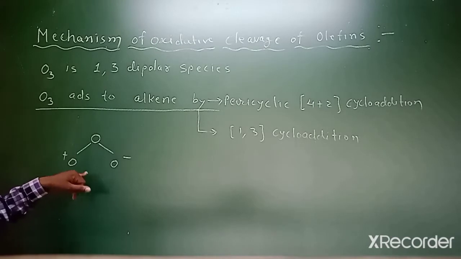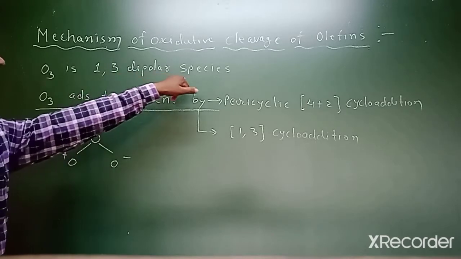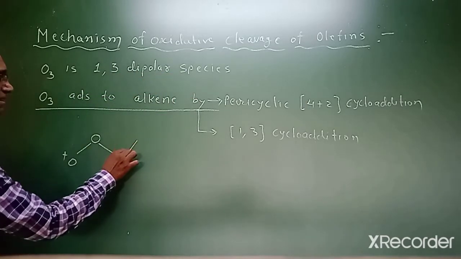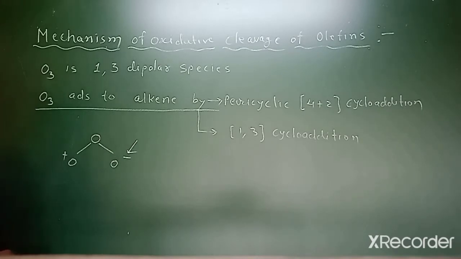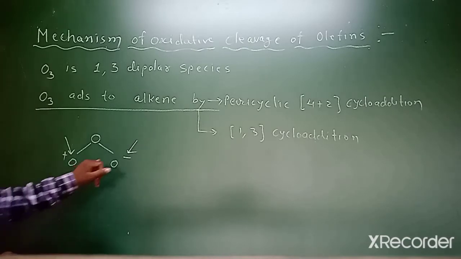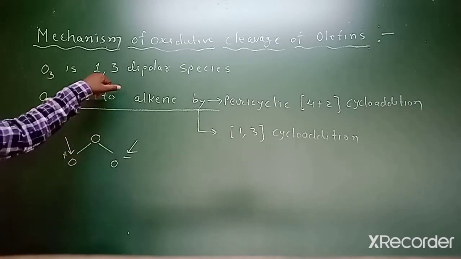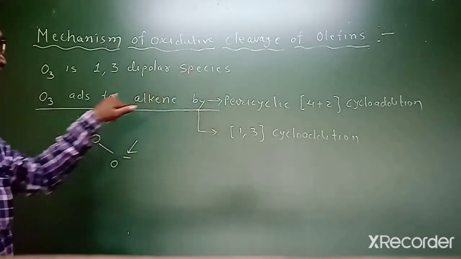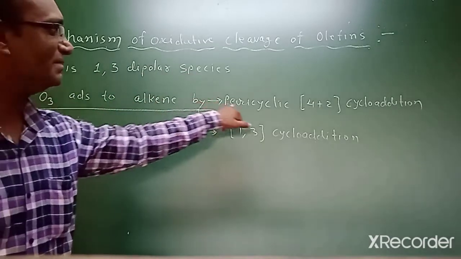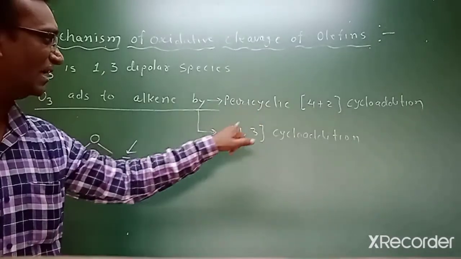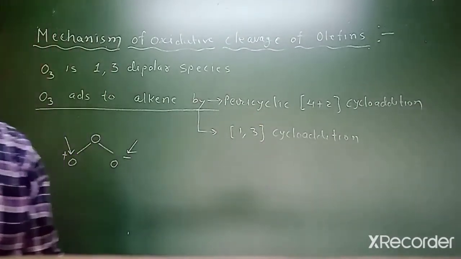You can see that this O3, ozone, is a 1,3 dipolar species. That means at the first oxygen the negative charge is present and on the third oxygen the positive charge is present. Now here a dipole is generated. Therefore at the first and third oxygen a dipole is present. Therefore it is a 1,3 dipolar species. Therefore O3 adds to alkene by pericyclic 4+2 cycloaddition, also called 1,3 cycloaddition.